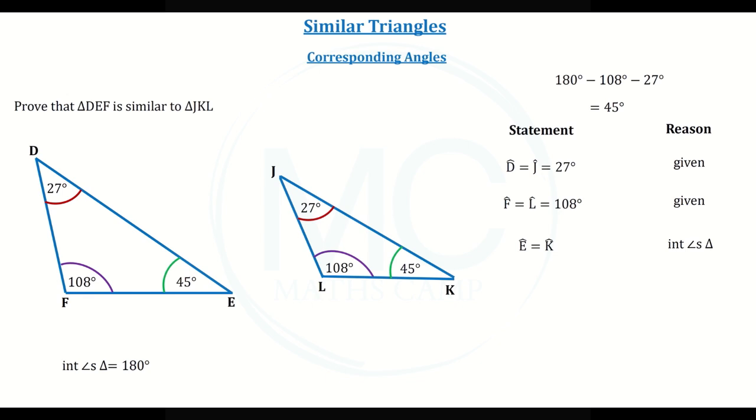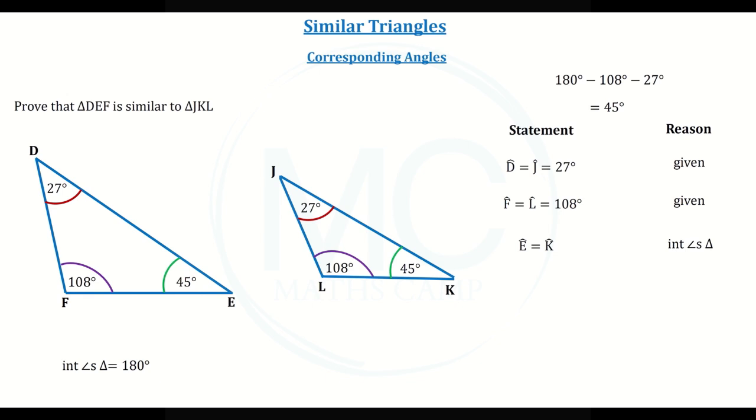If two triangles have two pairs of corresponding angles that are equal, we can assume that the third pair of corresponding angles will be equal as well. We do not need to work out the size of this angle. We can simply make the statement that the third pair of corresponding angles is equal. So in this case, angle E is equal to angle K. And then we always use the reason, interior angles of a triangle.